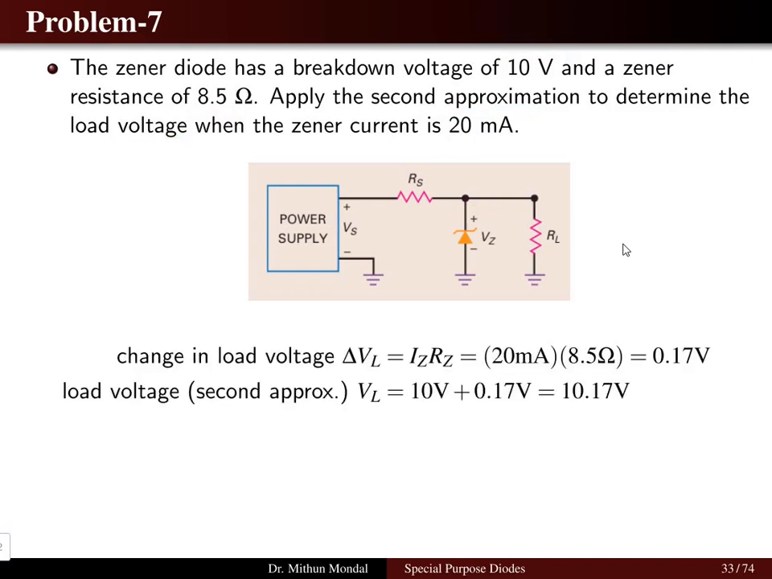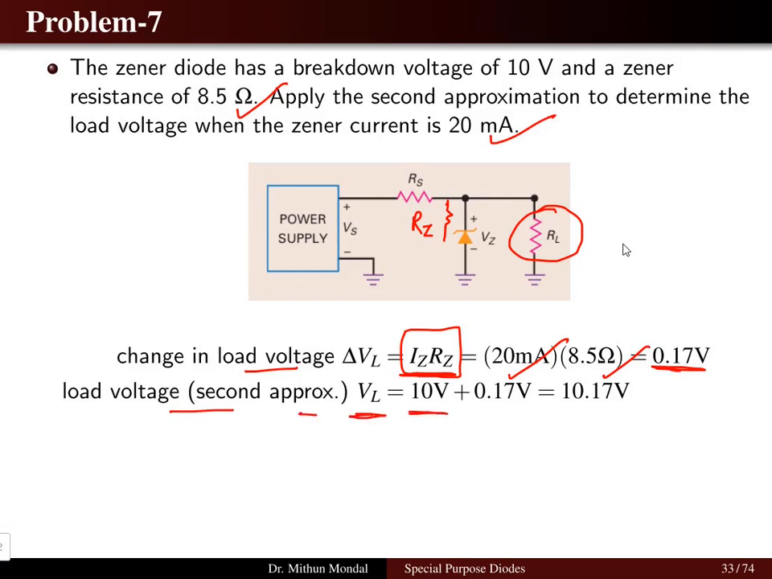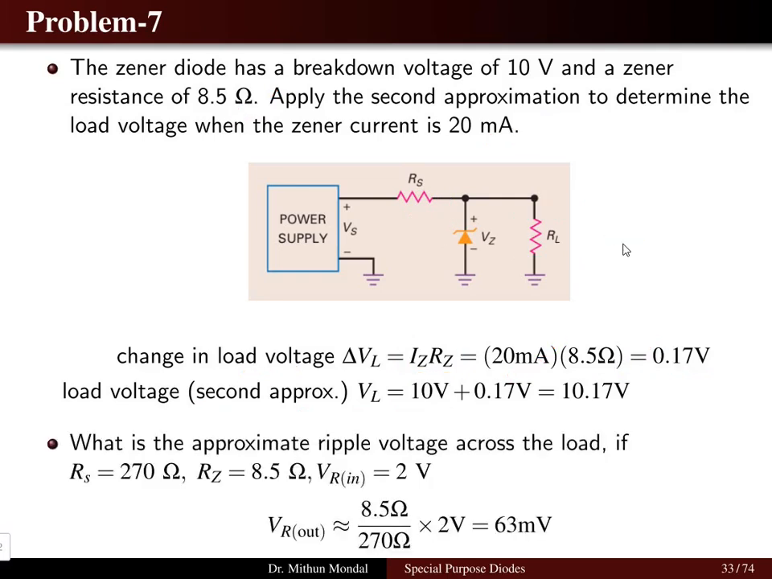So the voltage which is dropped in the load, and here we have the resistance RZ which is connected in series with VZ. So IZ into RZ will be the drop. It is already given 20 milliampere as IZ, and RZ is 8.5 ohms. So we get 0.17 volt as the change in the load voltage. Now the load voltage using second approximation, we have VL as the VZ value plus the total drop. So we get 10.17 volt as the total voltage across the load resistor.